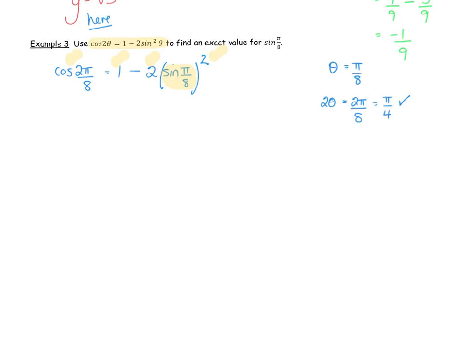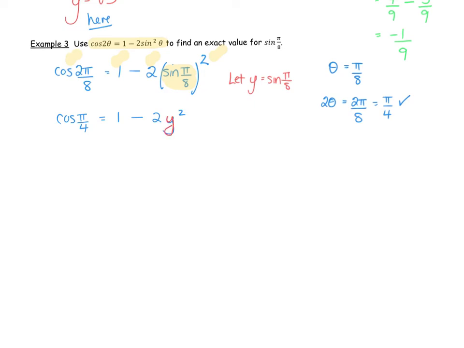So just to show you that even a little more clearly, I'm going to do a little bit of a substitution here, and I'm going to say let y equals sine of pi over 8, so I'm now solving for y, just so that you can see what I have. So I have cos of pi over 4, which we know the value for. We'll go ahead and put it in a minute. 1 minus 2y squared. Okay, so here you can see your y, and I'm just solving for y.